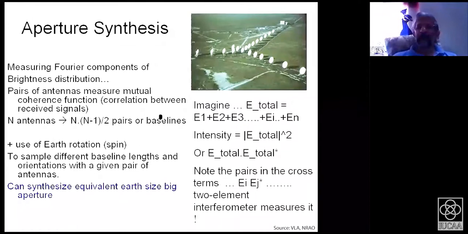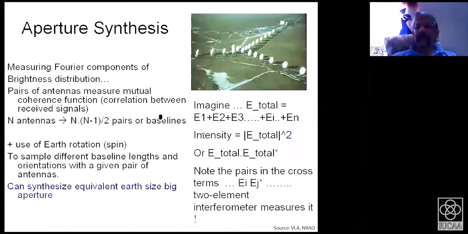So let's look at the central location, and the total electric field can be simply written as a sum of the electric field contributions from each one of these pieces of the imaginary big telescope. And what we are interested in is E total squared, which is the intensity, the modulus squared of E total, given the complex nature of the electric field. And so essentially it amounts to multiplying E total by its complex conjugate.